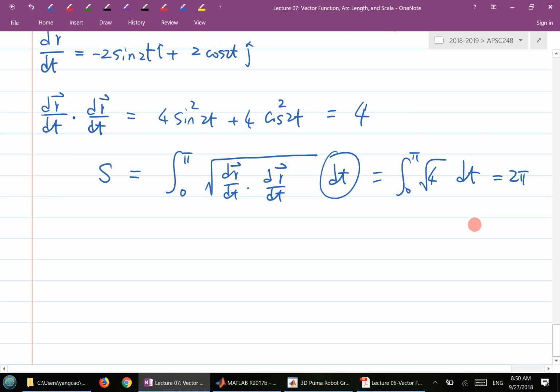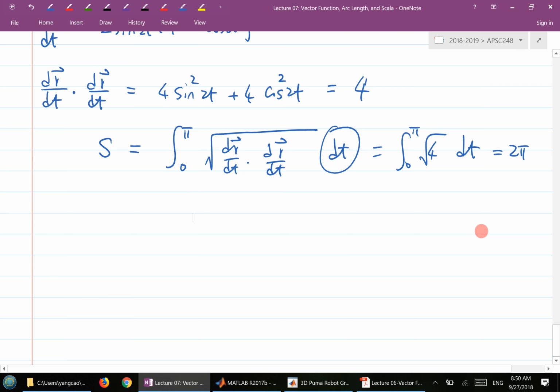So that's the arc length here. Okay, that's the arc length. Now let's take a look at one more simple example, and then we can move on to the next topic. Any questions so far? Yes.